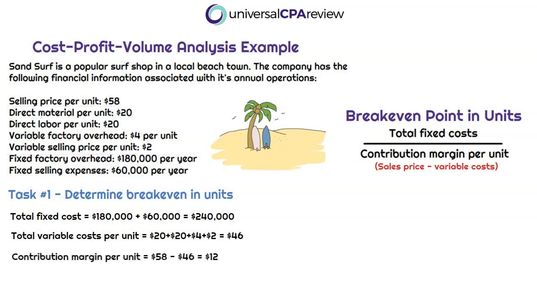The last thing we need to do is calculate the contribution margin per unit, and that's just the selling price minus the variable cost per unit, so $58 minus 46. That means the contribution margin per unit is $12. So now that we have the information, it's easy, right? We just take total fixed cost of $240,000, divide by $12 of a contribution margin per unit, and that means the break-even point in units is 20,000. That's how many they need to sell to offset the fixed cost. So 20,000 surfboards sounds like a lot, but we don't know how big this beach is and how busy it gets, so let's not pass any judgment yet.